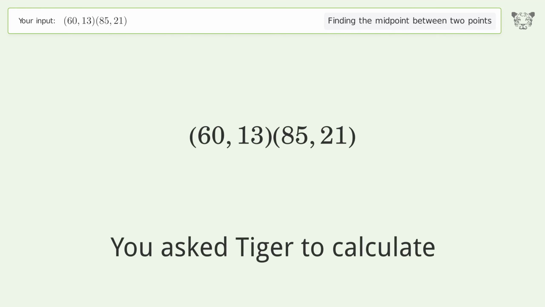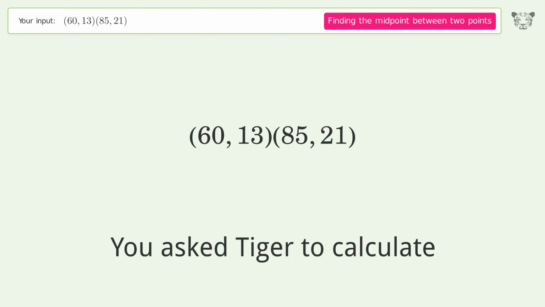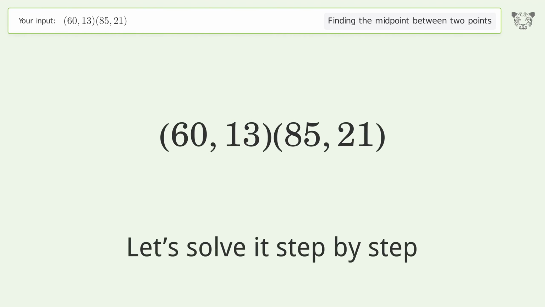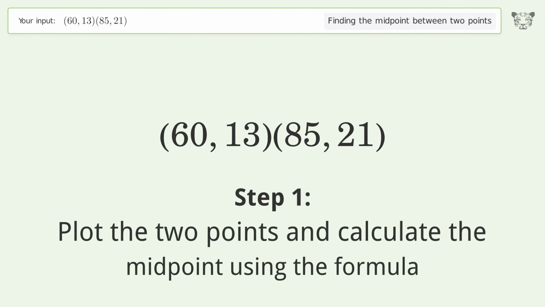You ask Tiger to calculate. This deals with finding the midpoint between 2 points. The midpoint between the 2 points is 72.5, 17. Let's solve it step by step. Plot the 2 points and calculate the midpoint using the formula.